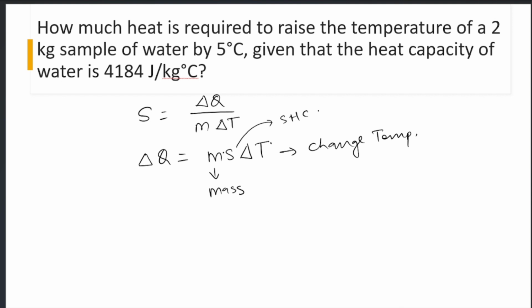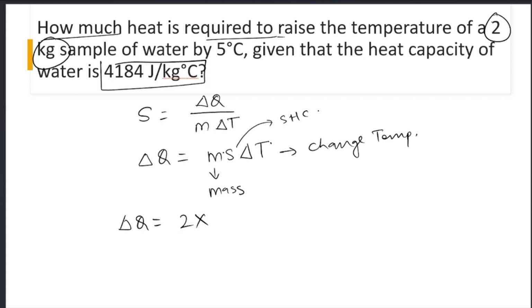So let's substitute the values. Delta Q we have to find, as given in the question, how much heat is required. So delta Q we need to find, and mass is given to us. Mass is 2 kg. So here we will write 2 into specific heat capacity, which is given to us, 4184 joule per kg degree Celsius, into change in temperature, which is 5 degrees Celsius.